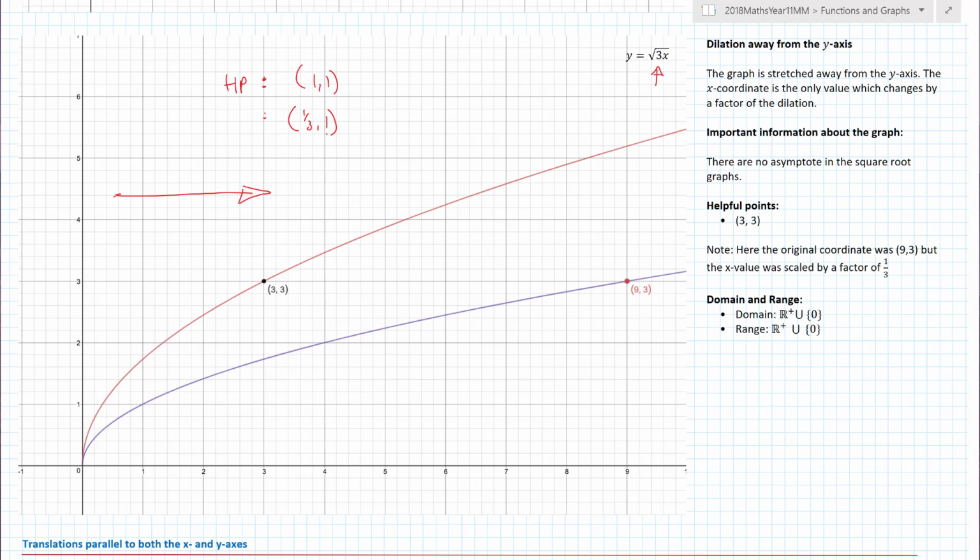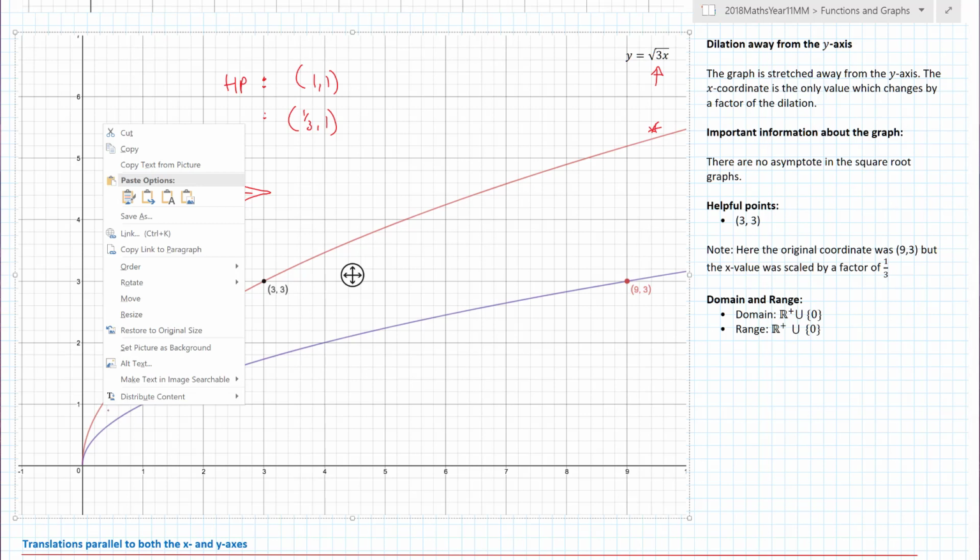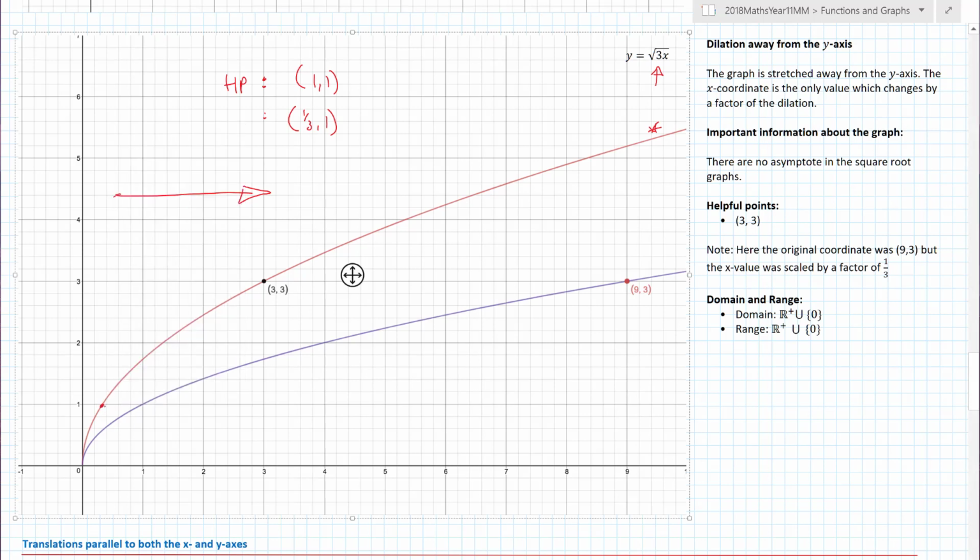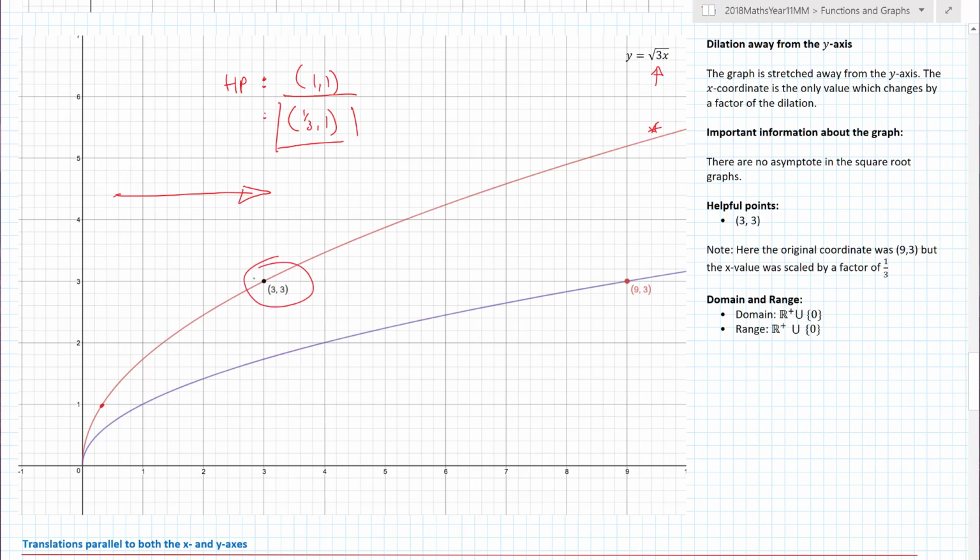Well, my graph is this one here. So this is the actual graph. Is it 1/3, 1? Where is 1? There. Does that seem to be about 1/3? Yeah. So we probably wouldn't put 1/3, 1 as my helpful point, which is generally why we would actually express 3, 3 as my helpful point.